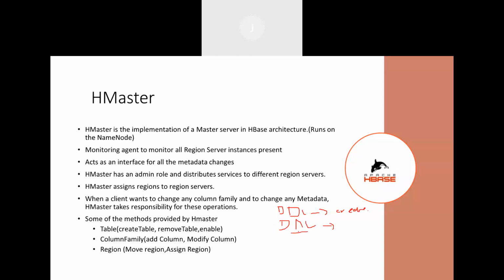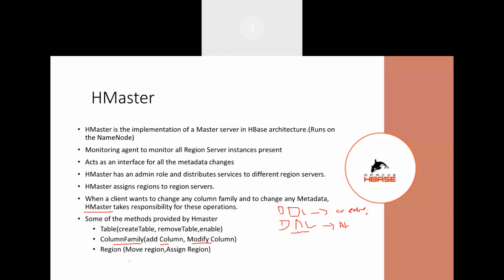So this all deals with the admin manipulation, like alter table, all will come into manipulation, whereas this is the definition, like create table, describe table, view table, all those will come into data definition language. So all these operations, HMaster will do. Some of the methods provided by HMaster are create, remove table, enable. And for a column family, we can add a column, modify a column.